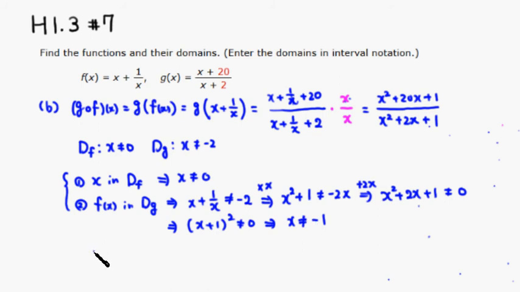So the domain of g of f is going to be negative infinity to, we're going to skip negative 1, and go to 0, skip 0, then go all the way to positive infinity. All right, so let's type it in.